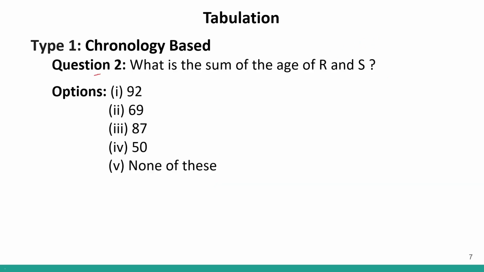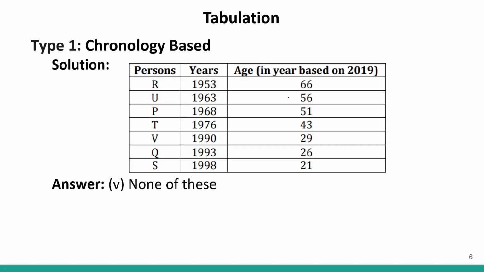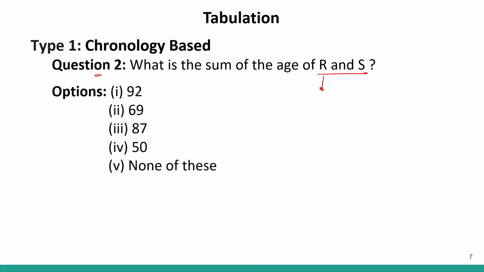Now, question number 2 is, what is the sum of the age of R and S? So we have to identify the sum of the age of R and S. So this is the arrangement. R is 66 years old and S is 21 years old. Correct? So the sum of their ages, 66 plus 21, will give me 87. So the sum of their age will be 87 years old, option number 3. Option number 3 will be the correct answer to this question.